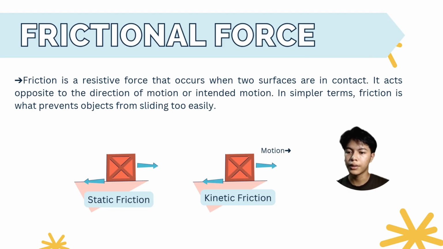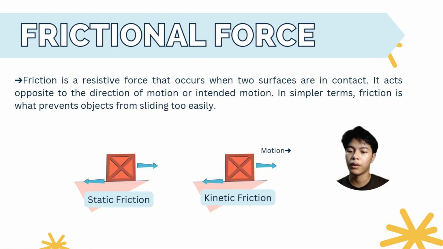Friction is a resistive force that occurs when two surfaces are in contact. It acts opposite to the direction of motion or intended motion. In simpler terms, friction is what prevents objects from sliding too easily. Imagine trying to walk on ice versus on a rough road. The difference is due to friction. Friction exists at the surface level due to microscopic irregularities between the contacting surfaces. Even seemingly smooth surfaces have tiny bumps and grooves that resist movement when rubbed together.